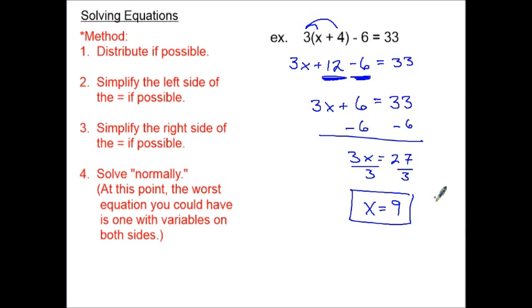That's all there is to it if you just follow the method. Again, it's like a free throw shooter. As long as you do the same routine every time, you're more likely to make it. So if we do the same routine here with these equations, we're going to be more likely to get them right.